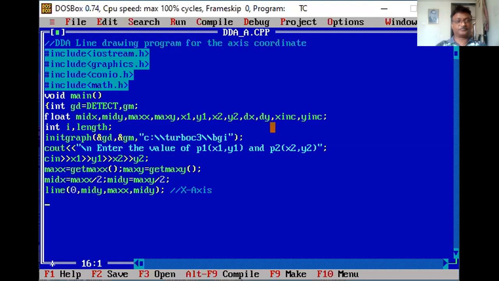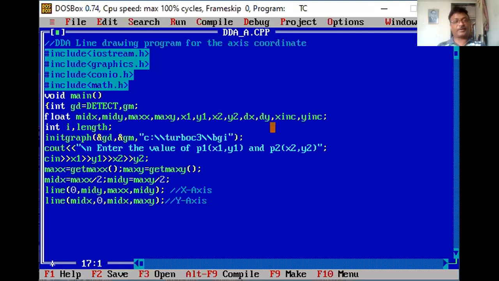So again, line. What are the coordinates for the y-axis? midx, because we have to go to the midx, then 0, comma, midx, okay, comma, maxy, because for the y value you have to consider maxy. So this becomes your y-axis. So this x-axis, y-axis you have drawn.